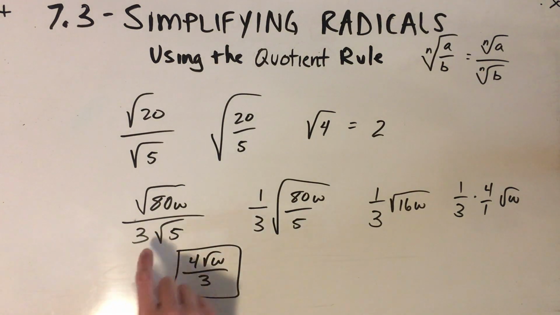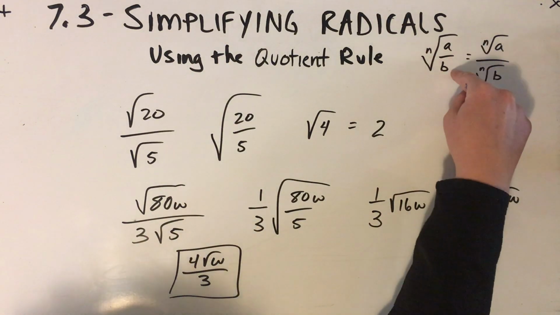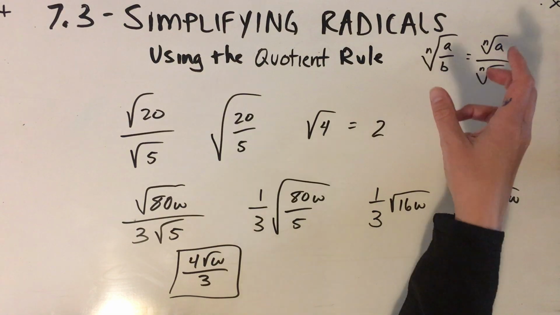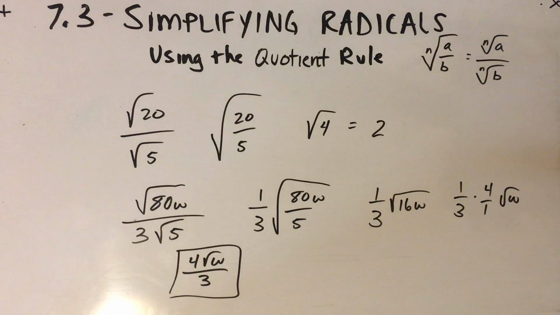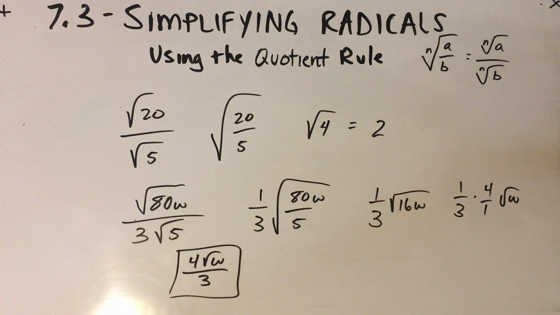Again, this 3 has to stay outside. Only if the bases are inside the radical can you write them under 1. So that 3 is a constant. It has to stay outside as a constant.